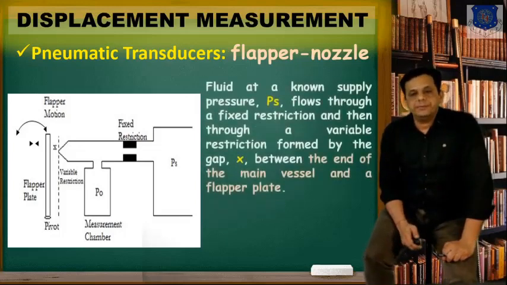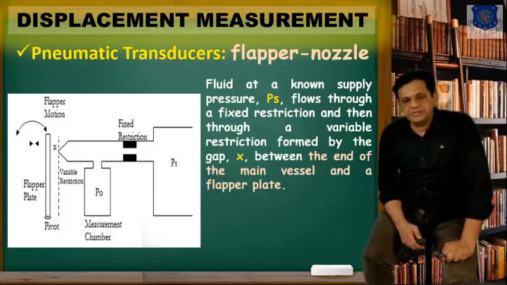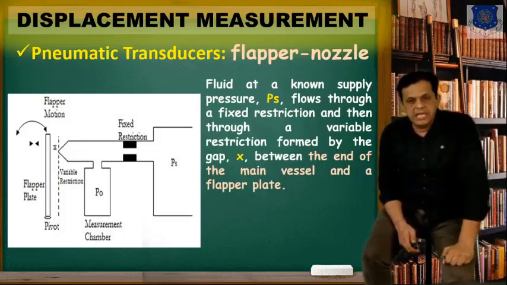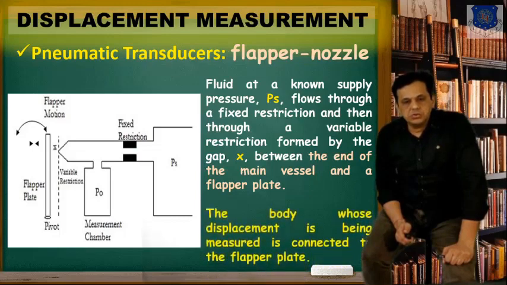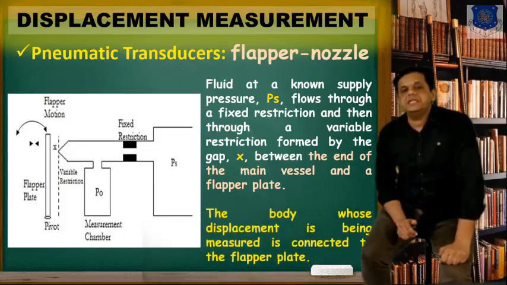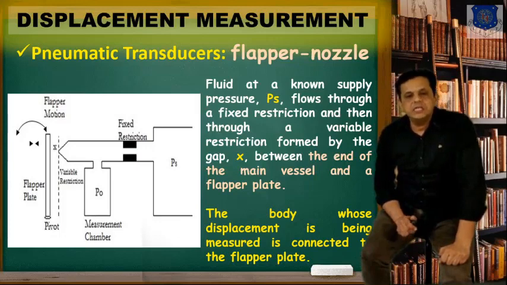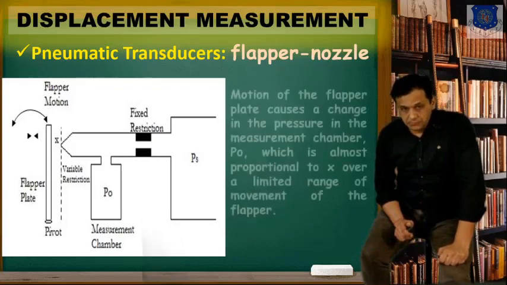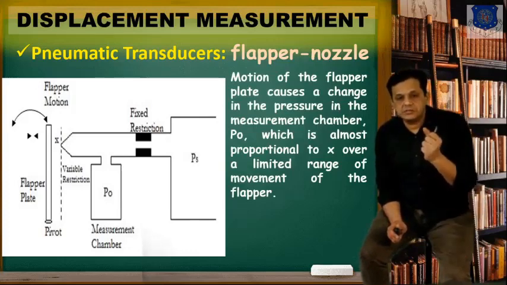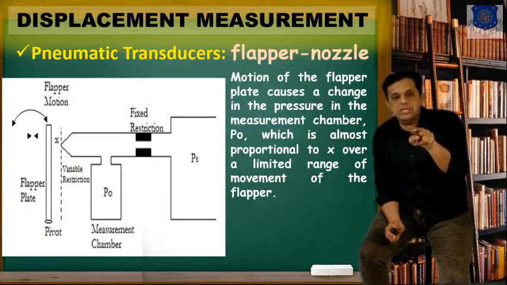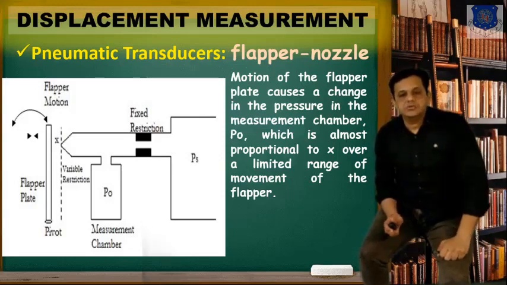Now what happens? A fluid of known pressure is supplied through the restriction, and X is the gap between the flapper and the nozzle. So the body whose displacement is to be measured is connected with the flapper plate. So the motion of the flapper plate will change the value of X between the flapper and the nozzle.